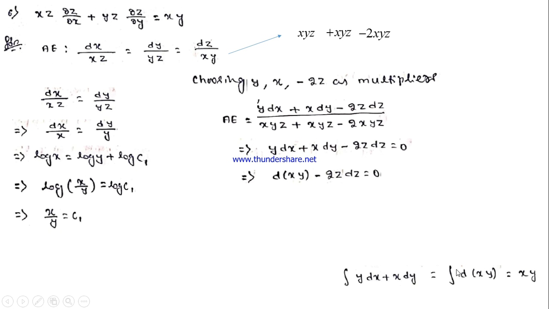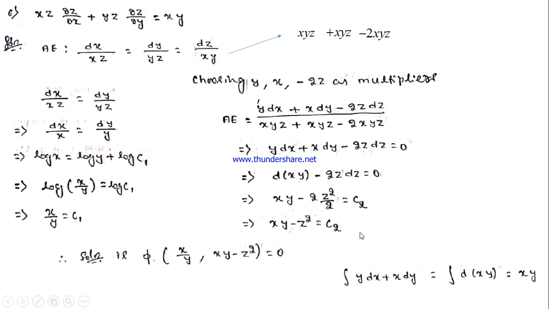Now this is in the form of 1 du, where d(xy) is taken as u. The integration of 1 du is u, and u is xy. So on integration, this gives xy minus 2 times z square by 2 equal to constant. That gives xy minus z square is equal to c2. So our general solution is phi of (x by y, xy minus z square) equal to 0.